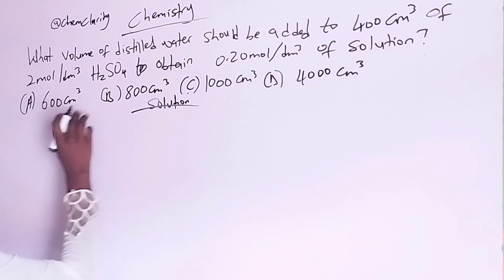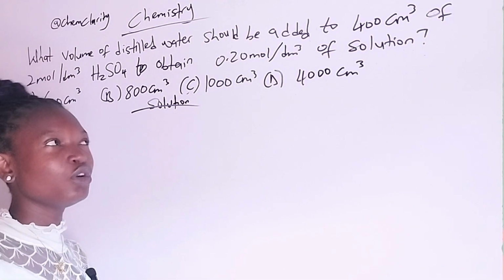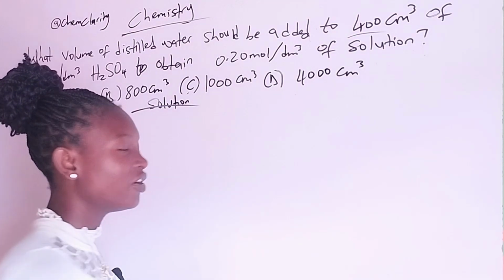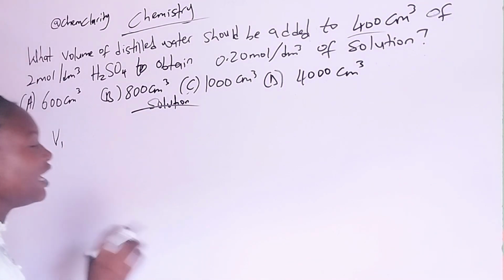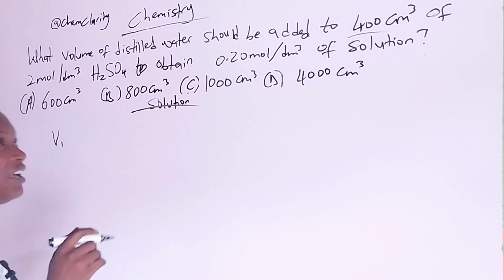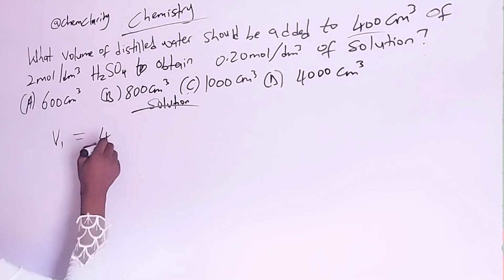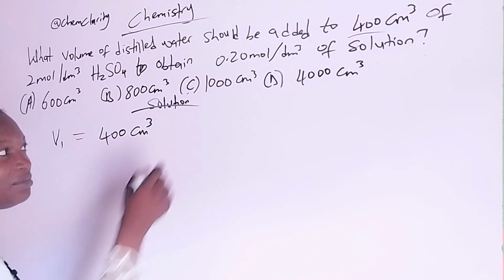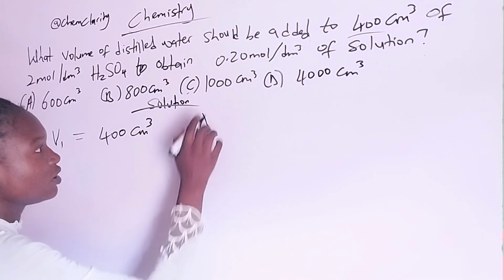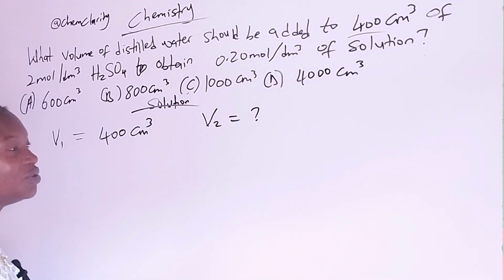Volume: we were given volume 1, because I said what volume should be added to. That means this volume I already have it before. Now, what volume should be added? They are asking me for volume, but I already have one volume before. That means my volume 1 will be 400 cm³, and the volume they are asking for will be volume 2, which is the one I don't know.